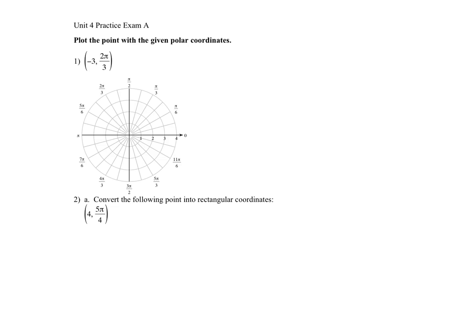Okay, this is Unit 4, Practice Exam A for Math 1060. First question here is plotting a point that's given in polar coordinates. So remember when the r value is negative, you take 180 degrees from this angle, so 2 pi thirds. 180 degrees from that would be 5 pi thirds. And we go to the third circle here.